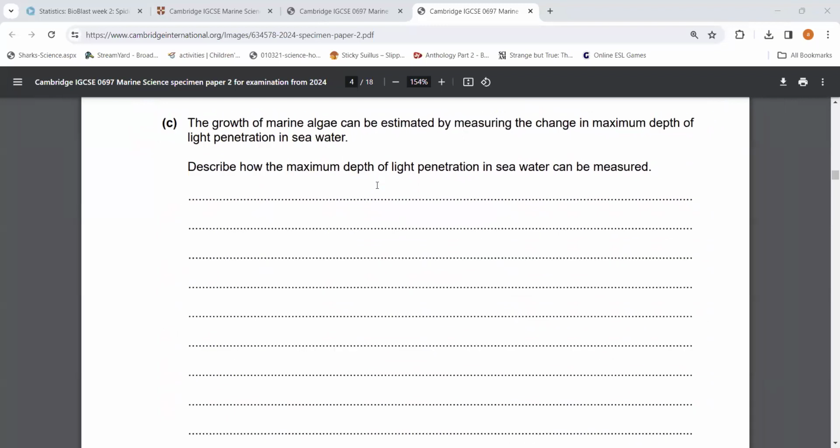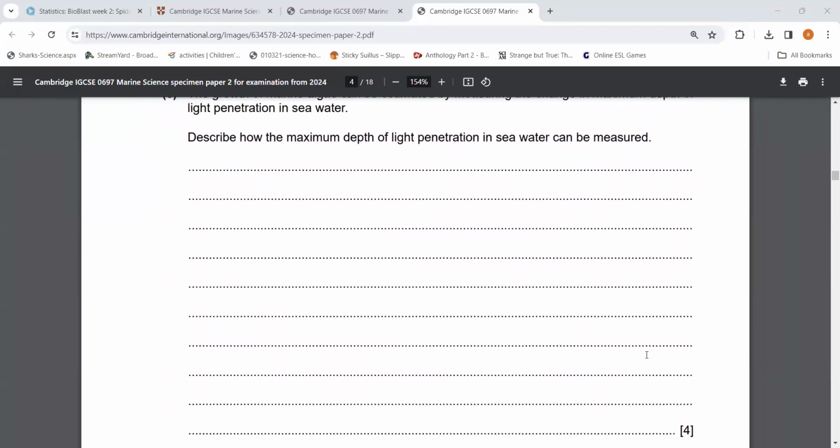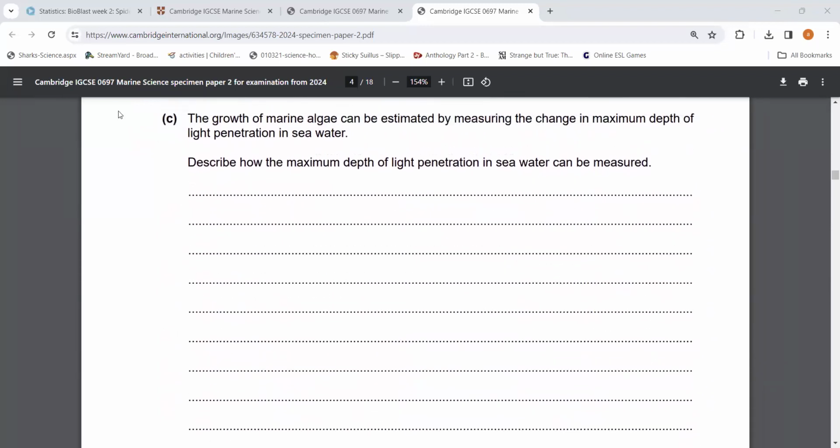Right. So the next one, it's a 4-mark question again. So you maybe want to be spending 4 minutes or so on it. Let's look at the command word. It's describe.